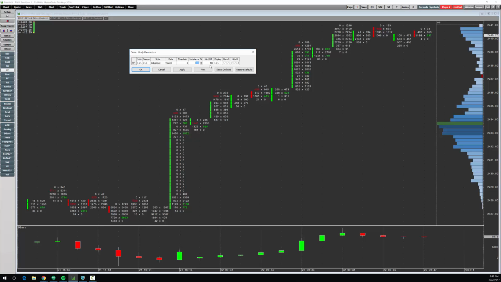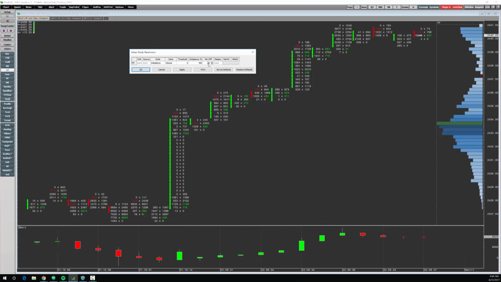So if I reduce that to 25 and hit apply, you're going to probably see some more imbalances show up. Let's see. I don't know if there might have been a few that showed up. I think one showed up here. So let's watch that 91 there.